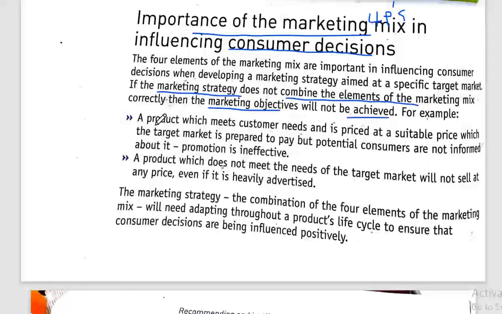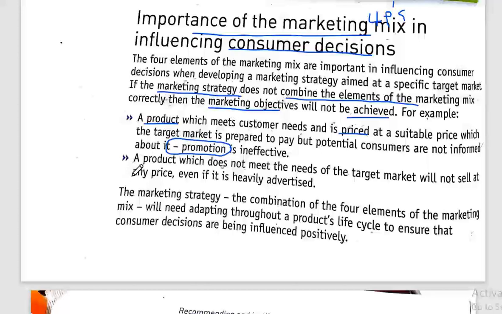Let's see two examples here. The marketing strategy must combine the product, place, price, and promotion. Starting with this example: a product which meets the customer needs and is priced at a suitable price which the target market is prepared to pay, but potential consumers are not informed, so the promotion part is ineffective. So the missing P in this strategy is promotion, so the strategy will not achieve the marketing objectives.